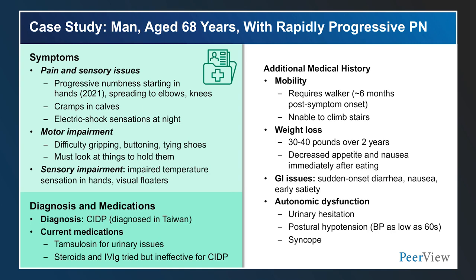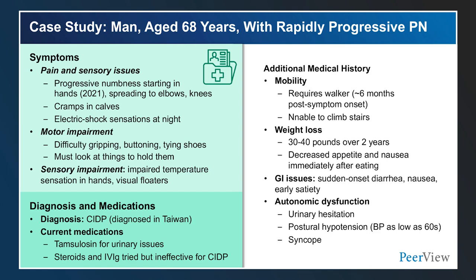So this is a 68-year-old man. He came all the way from Taiwan to see us at the University of Pennsylvania, and he started having symptoms back in 2021 with numbness starting in the hands, spreading to the elbows, and then the legs became affected. He had cramps in the calves and an electric shock sensation. He had difficulty gripping, buttoning, and tying shoes, and he must look at things to hold them because he cannot feel them. He also reported visual floaters that were obscuring his vision.